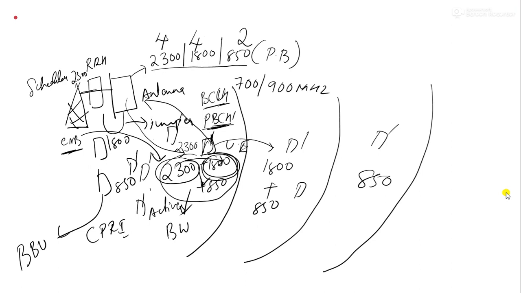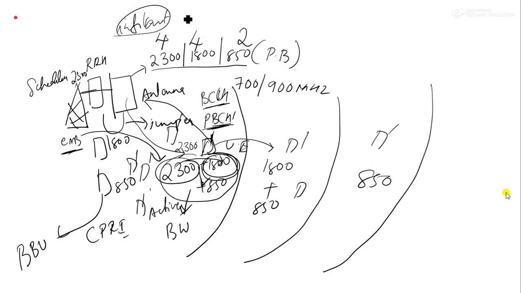How many maximum users can be connected to a particular band? So you are asking how many users can be connected to one particular band? Yeah. See, ideally it can be infinite. Why? Because I don't set a number here, right? I cannot set a number.